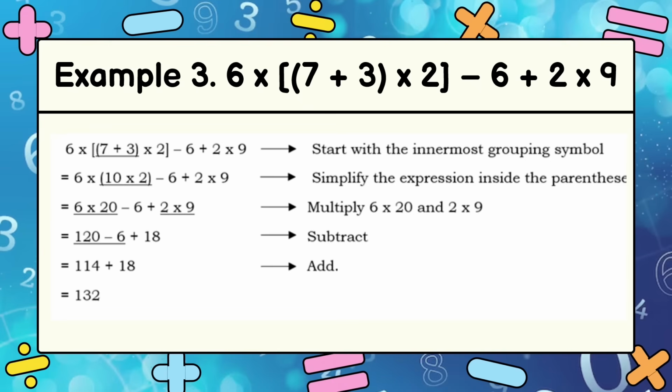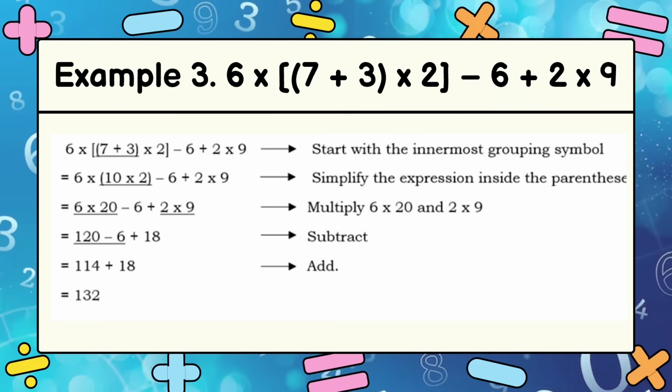Okay, next example, we have 6 multiplied by, naka-bracket siya, and then open and close parenthesis, 7 plus 3 times 2, and then minus 6 plus 2 times 9. Okay, so start with the innermost grouping symbol. So the innermost grouping symbol is 7 plus 3. So that would give us an equation 6 times, open and close parenthesis, 10 times 2 minus 6 plus 2 times 9. So simplify the expression inside the parenthesis.